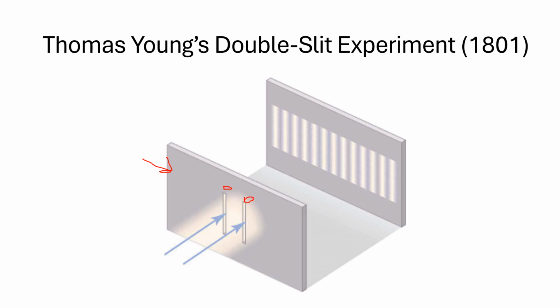Because in his mind, the light would pass right through and you would just get one big solid piece of light shining on this back wall here. But that is not what happened. Instead, this interference pattern was created where we have light, dark, light, dark, and it just keeps going.